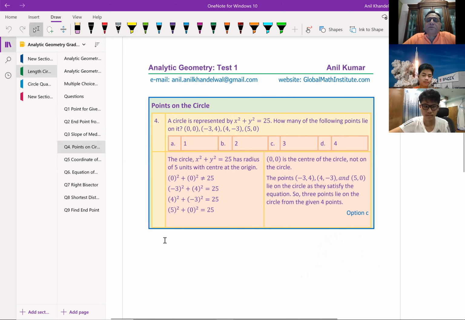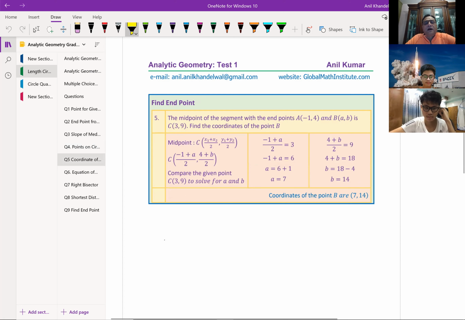A circle is represented by x square plus y square equals 25. Now, whenever we write the equation of a circle like this, it means the radius is how much? 5. The radius is 5, the square root of 25, and the center is at the origin. Now it says how many of the following points lie on it. So the best way is to keep substituting the points and see which ones give you 25. When you substitute 0 and 0, it is not equal to 25. But for the other coordinate points, you get 25. And therefore, 3 of these answers are correct, and option C is absolutely correct. Straightforward. Correct?